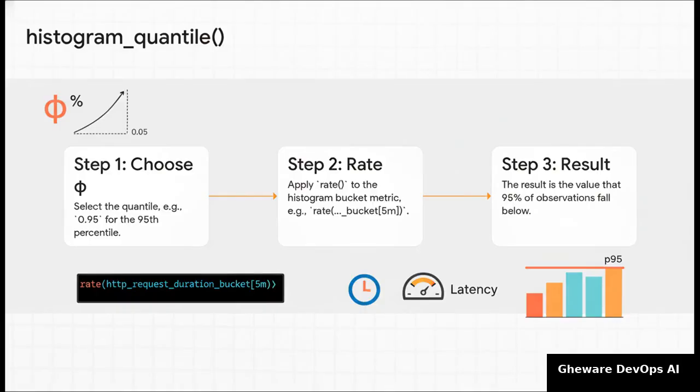Okay, deep breath. Let's tackle the most complex, but maybe the most important function for any user-facing service, histogram_quantile. Don't let it scare you, it's really just a simple 3-step process. First, you tell it the percentile you want, like 0.95 for the 95th percentile. Second, you feed it the rate of a special histogram bucket metric. And the result? It tells you the latency that 95% of your users are experiencing or better. This is how you stop guessing and start measuring the real user experience.